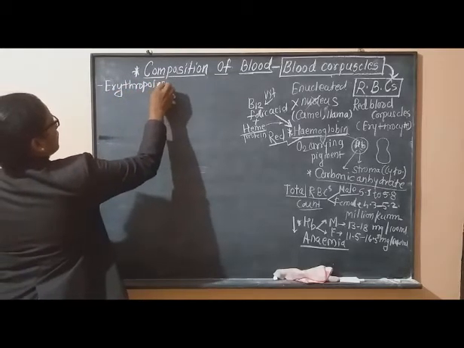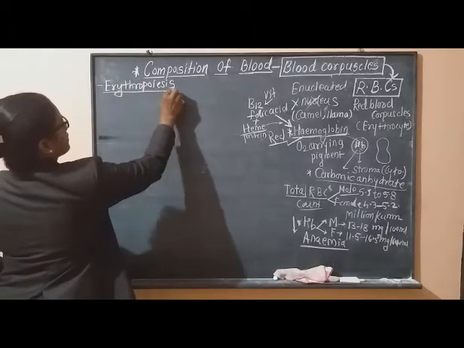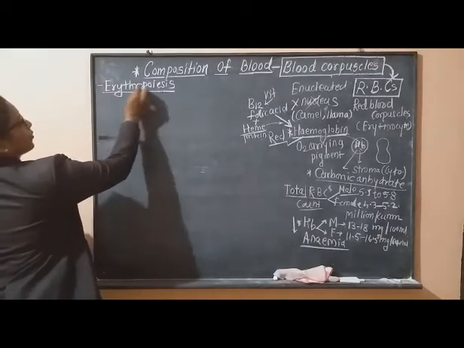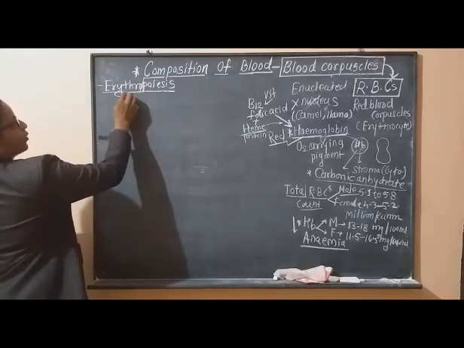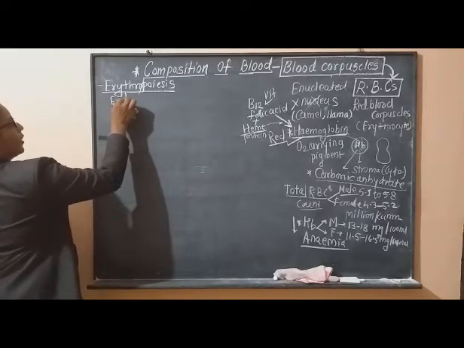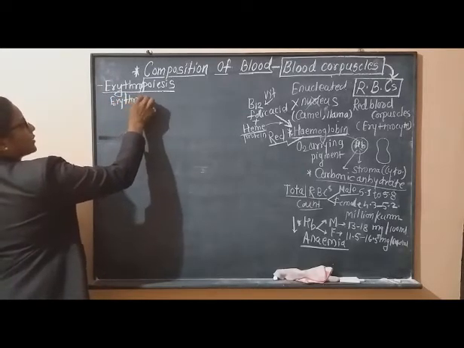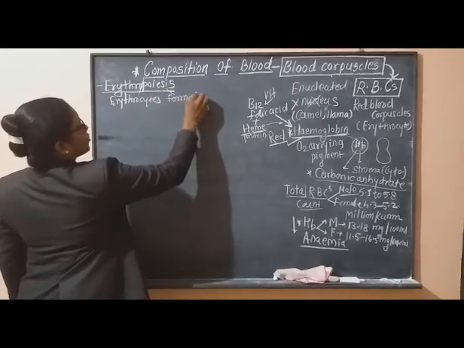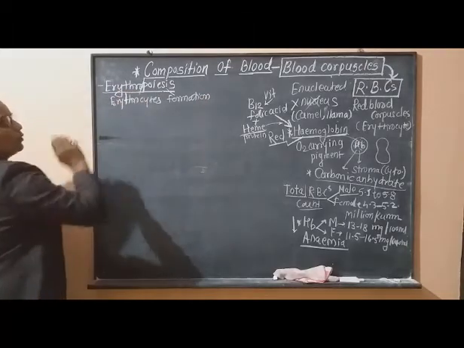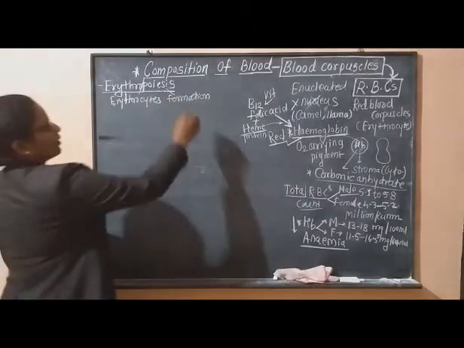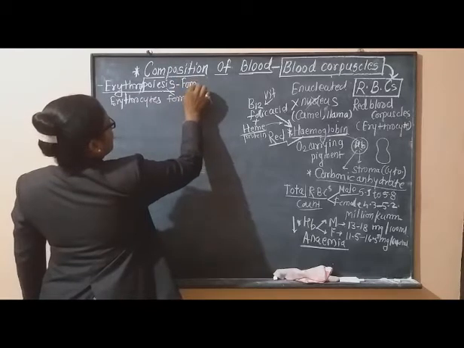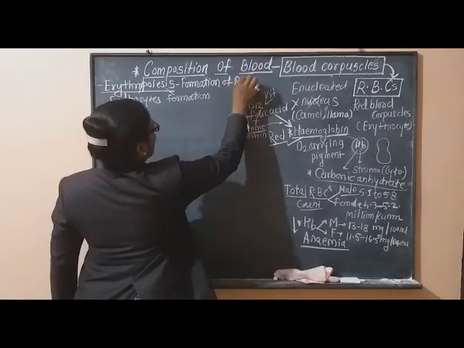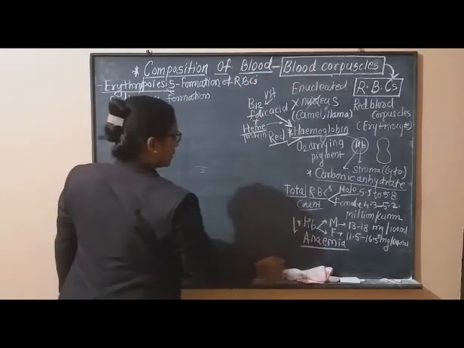Erythropoiesis. Now what is meant by erythropoiesis? The word erythro has the meaning erythrocytes, that is RBCs. And the word poiesis means formation. Okay, these are the meanings of erythropoiesis. We have written here: erythropoiesis means formation of erythrocytes, or the formation of the RBCs.